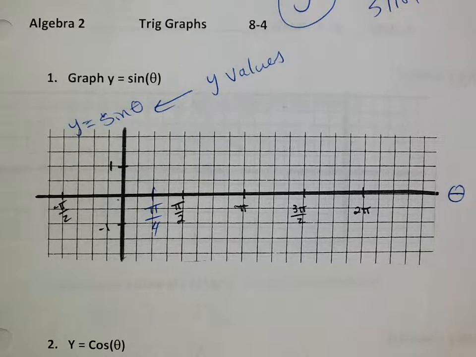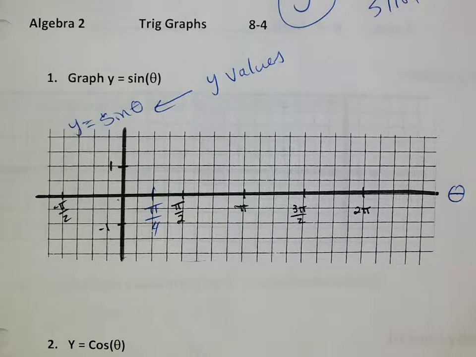The 5 spots are really 0, 90, 180, 270, and back to 0. Okay, those are the important spots. In between, we'll hit the 45s. Okay, in between, we'll hit 135, we'll hit that 225, we'll hit that 315.